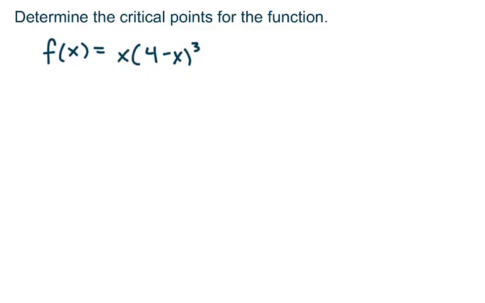So here we have a function, f of x equals x times (4 minus x) cubed. We always want to be thinking about domain. And the first thing we'll think about here is what kind of function are we dealing with? And we'll look at it, we'll notice that it's a quartic polynomial.